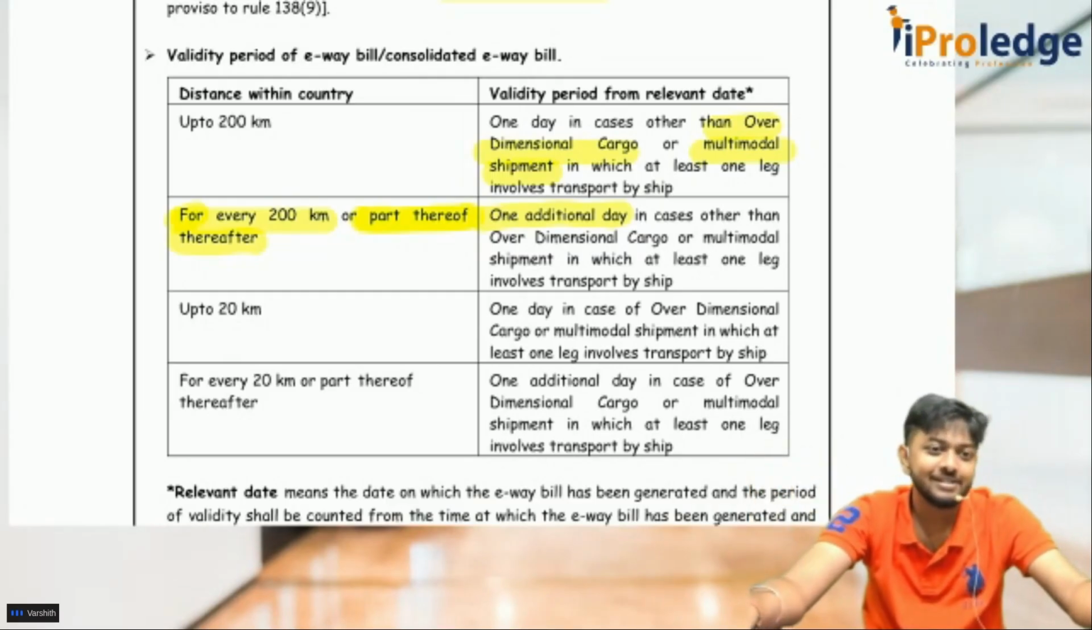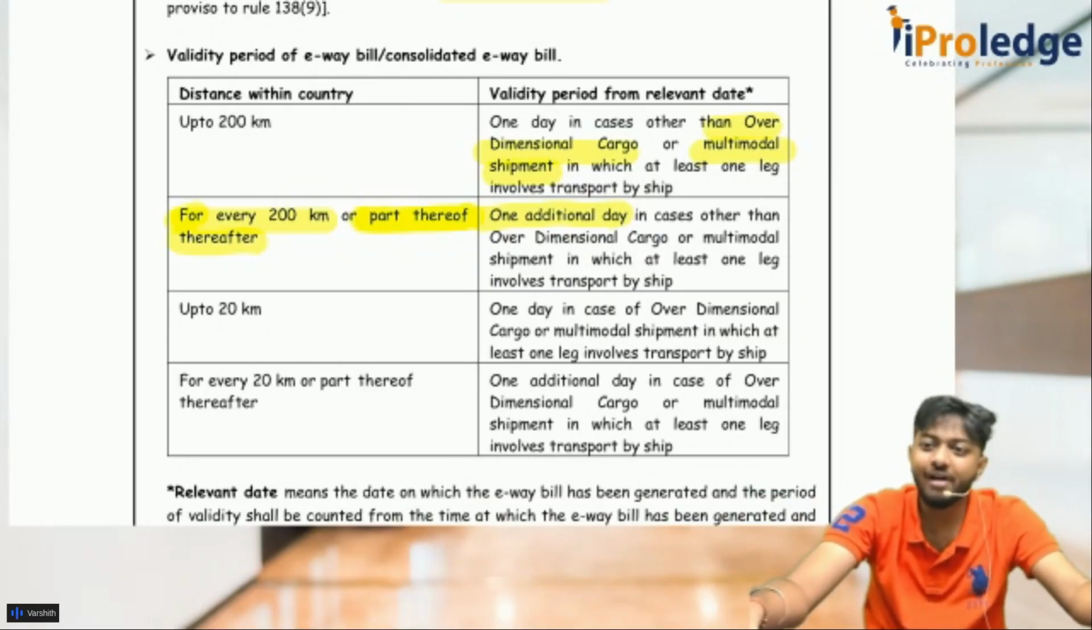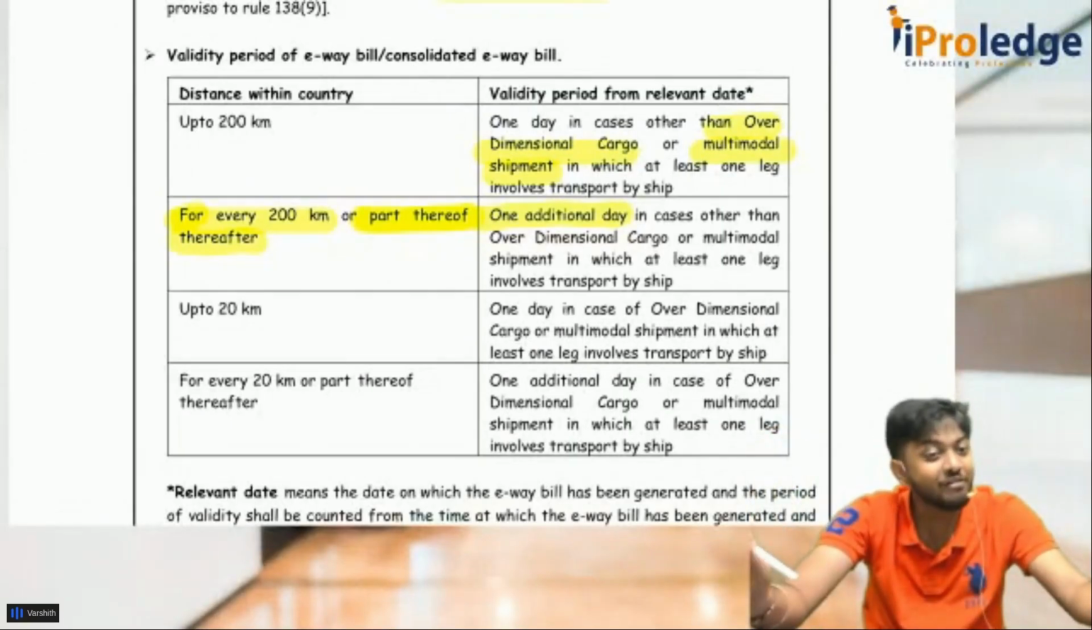401 kilometers, validity 3 days only. Even if it is one extra kilometer, it's okay, gone. I will give you the benefit of a full 200. So 3 days is the validity. For 400 it is 2 days. For 401 it became 3 days. All of you clear?